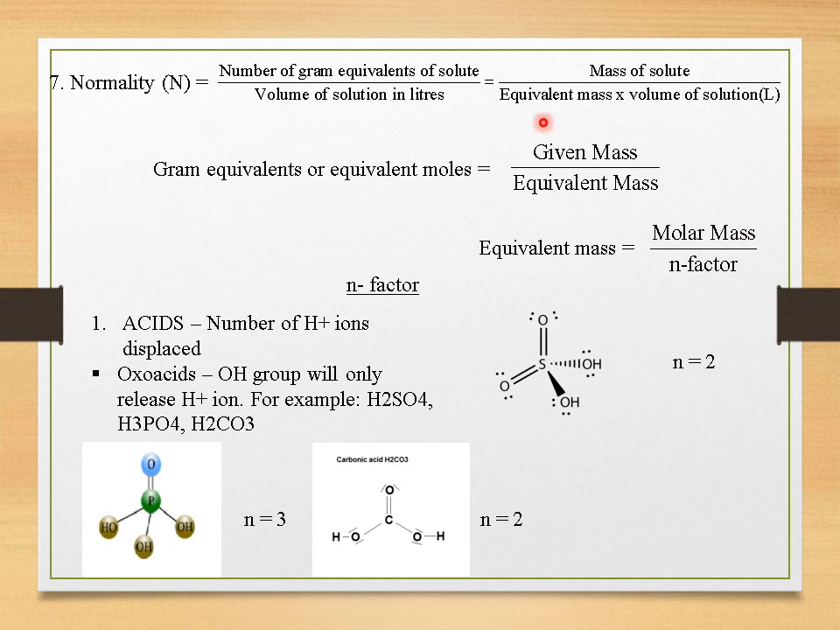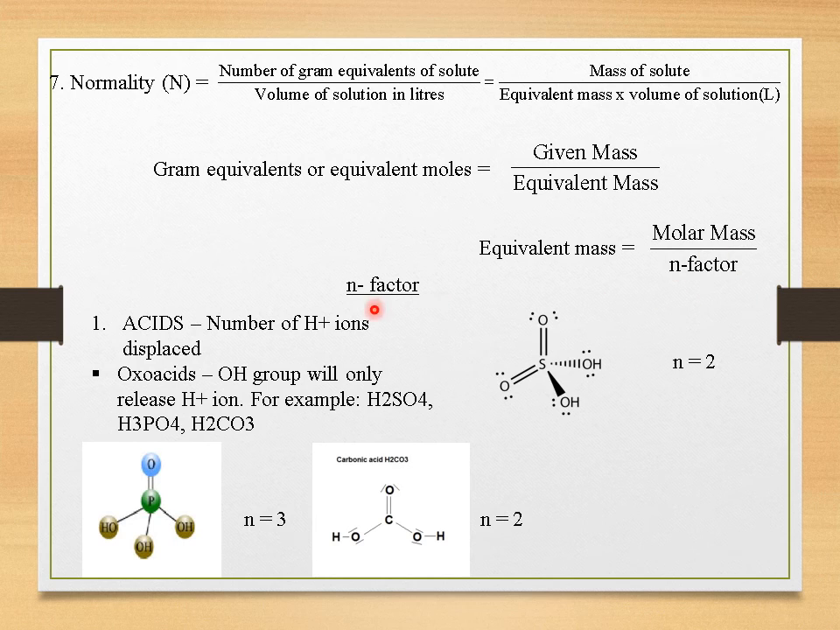So if you find out the equivalent mass, you can always get to know the mass of the solute that I need to weigh on the analytical balance to make a 2 normal 1 liter solution of my acid. So for that I need to find out the equivalent mass, and for finding out the equivalent mass I need to find out the n factor.